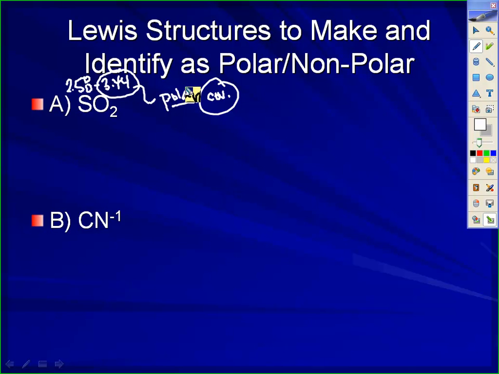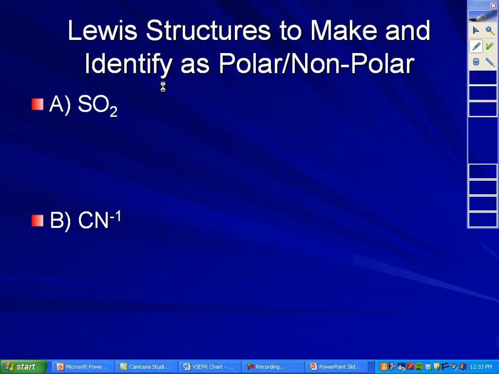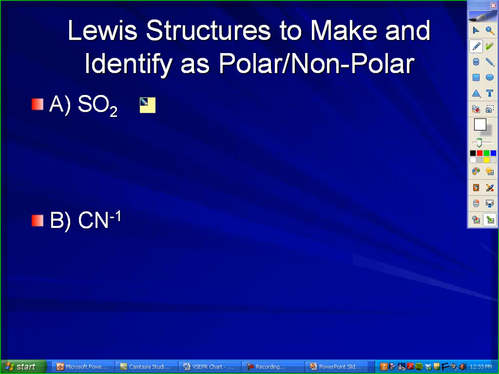That's the bond itself. This portion right here where we identify as polar or nonpolar goes for the overall molecule, which we need to know a little bit more information before we can decide that. So let's draw the Lewis structure. And if you will recall, what we need to do for our Lewis structure is first to determine how many valence electrons we have to work with.